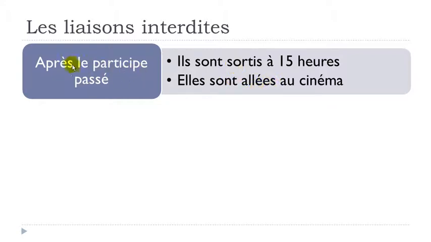Okay, so in that case, if you think about what we said, so après le participe passé, so if we spot it, this is the participe passé, sorti, and this is here the participe passé, and well, both end with s, so it would be possible to make a link between s and a here. But then the rule is quite strict. You don't make a liaison after your participe passé. Okay, so ils sont sortis à 15 heures. All right, so no liaison here, no link between the two. Ils sont sortis à 15 heures.